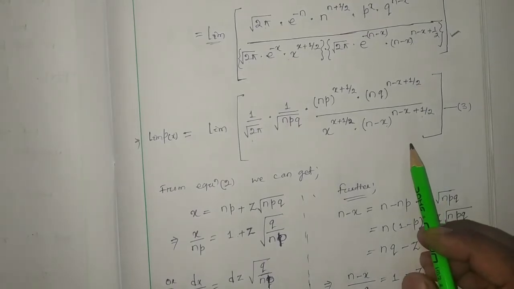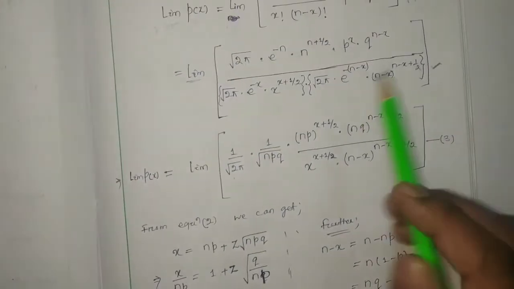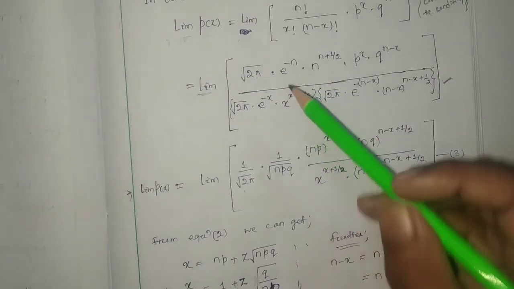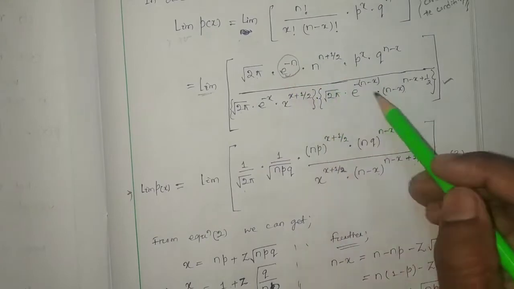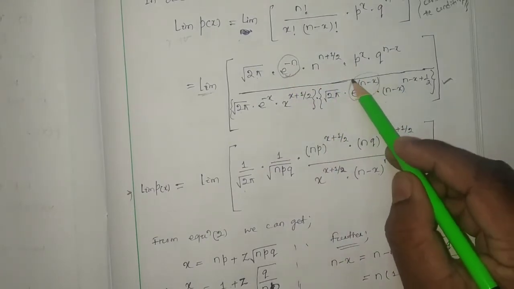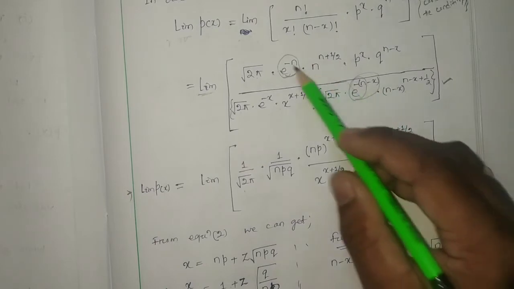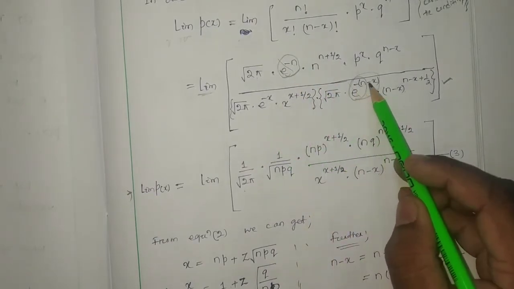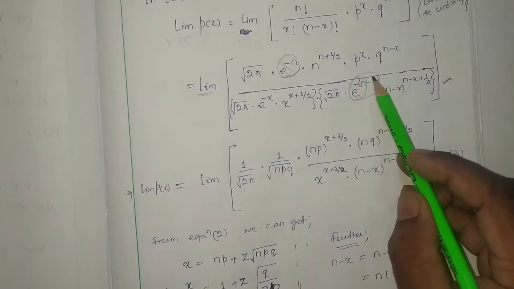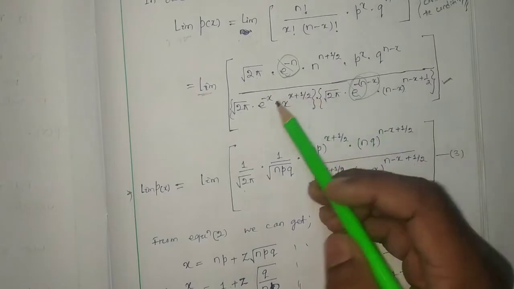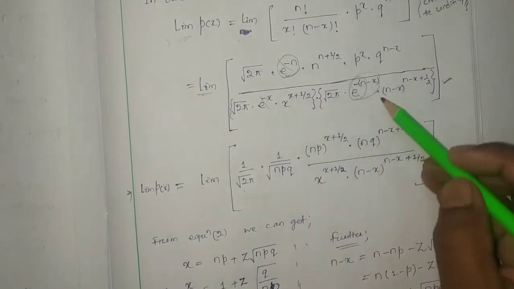Here you can see this term with this term is going to be cancelled. See here, e to the power minus n, and here e to the power minus n minus x, so 1 minus n we can get, so it got cancelled. And here e to the power minus x will be e to the minus minus x, e to the plus x, so e to the plus x times e to the minus x gives e to the 0, which is 1, so this term will be cancelled.